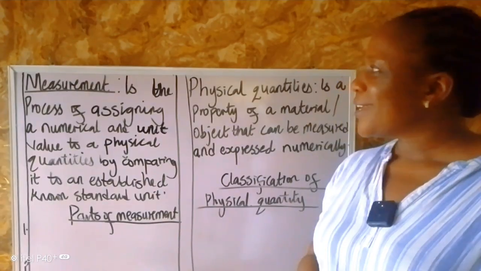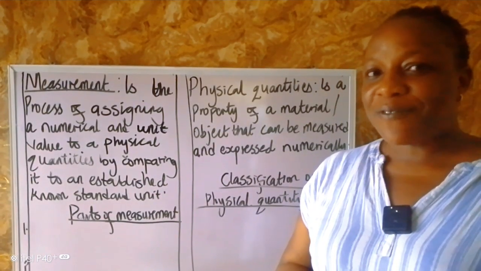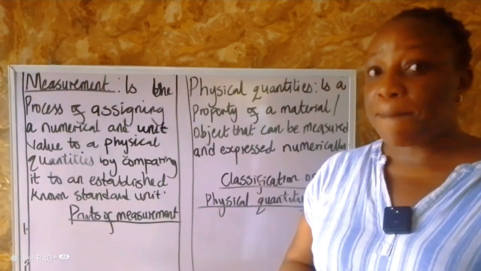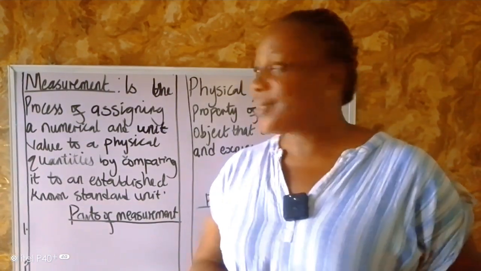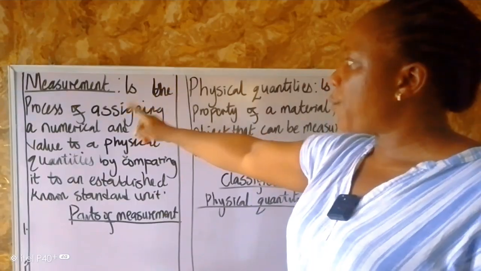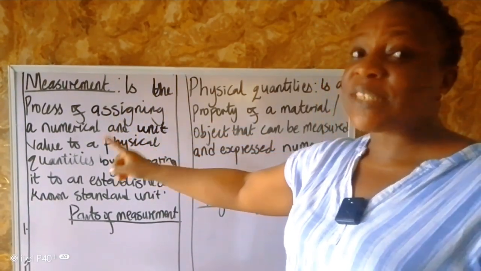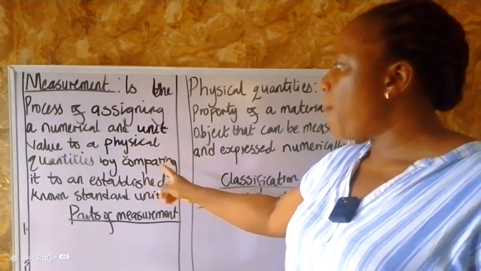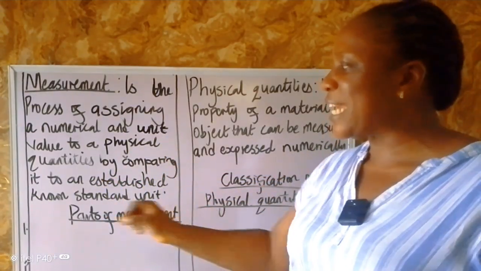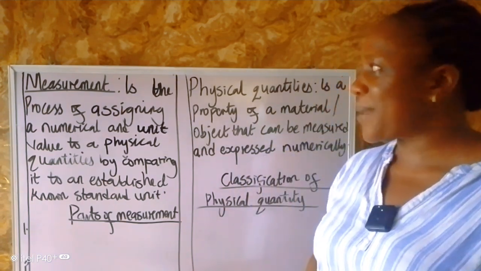Okay, today we are doing physics, and under that physics we want to talk about measurement. Okay, now what is measurement? Measurement is the process of assigning a numerical and unit value to a physical quantity by comparing it to an established known standard unit. What does that mean?